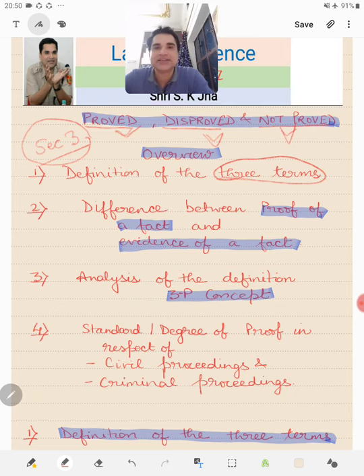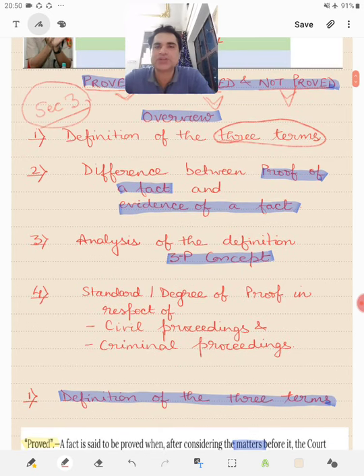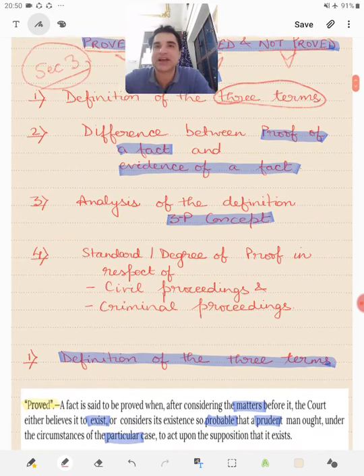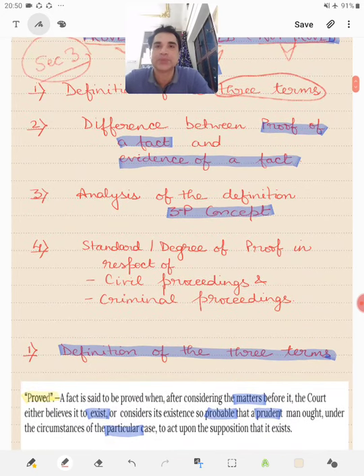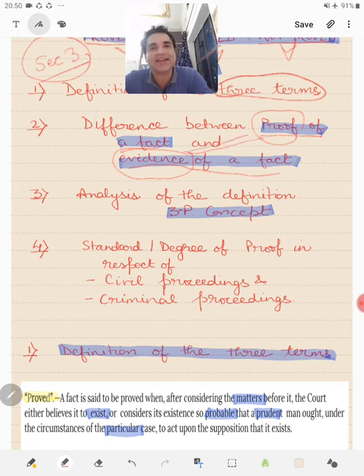Thereafter, we will see one most important distinction which is asked many a times in interviews also, that is the difference between proof of a fact and evidence of a fact. Normally, in layman's language, people take these two terms, proof of a fact and evidence of a fact, as synonymous. But legally and technically, the two are different. And in this session, we will see the basic difference between them.